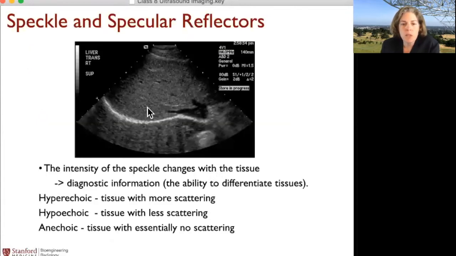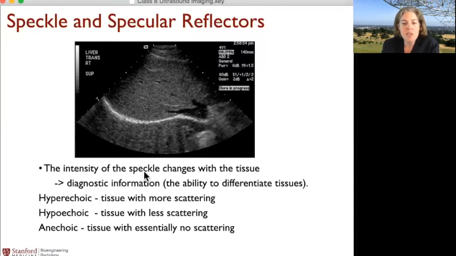So there's an image, nice picture of the liver, very similar to what we saw before. We've got that nice specular reflector. We see over here, these are hepatic veins that are dumping into the vena cava. And one of the nice things about ultrasound images is there's often a lot of annotation in the images, which is great. Here it tells you it's the liver. It tells you it's a transverse view. It's on the right side. So that's pretty nice to have all that information.